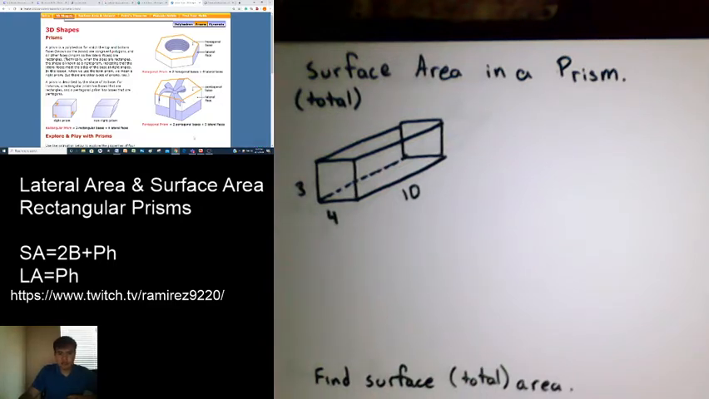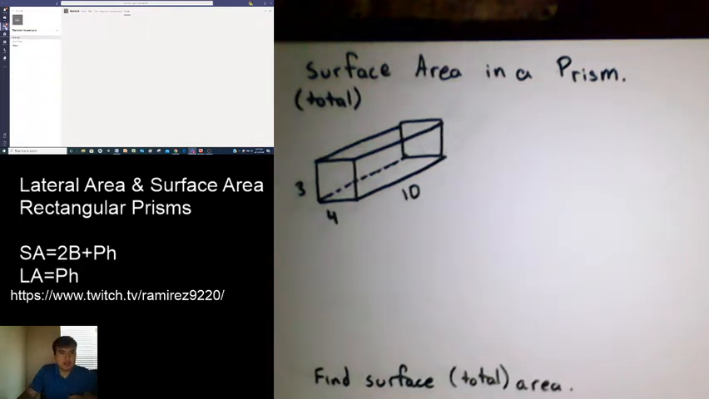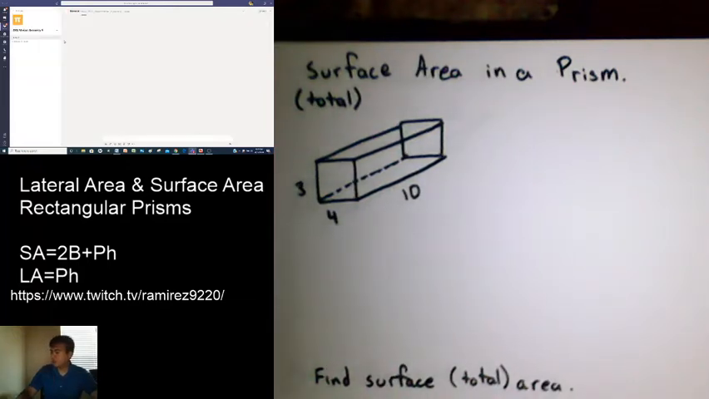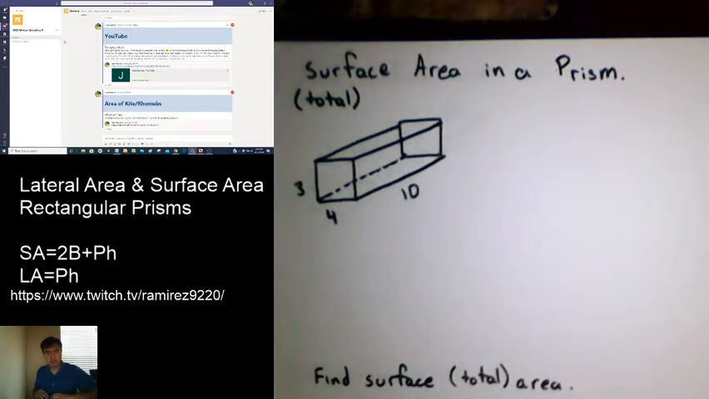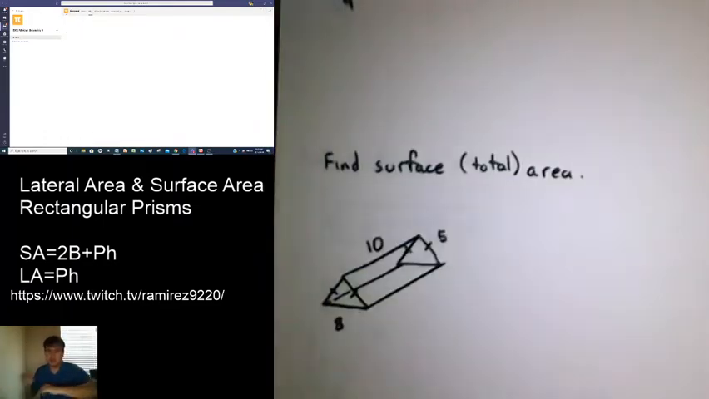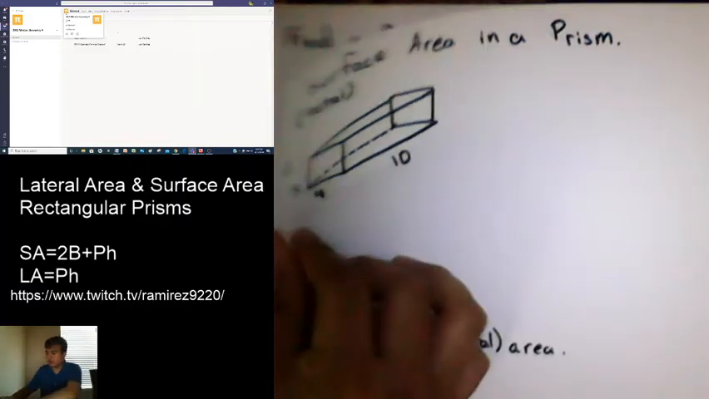There are formulas for this, okay? So let me show why I put that up again. We have rectangular prisms, okay? But prisms are not only rectangles. We also have triangular prisms. You can have trapezoidal prisms and all other types of prisms.